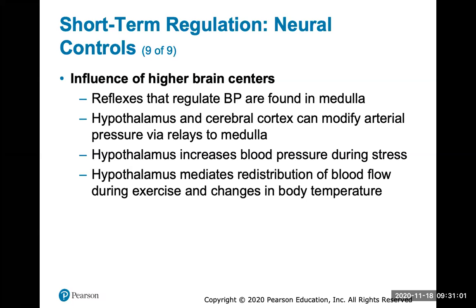Of the higher brain centers, the reflexes that regulate blood pressure are found in the medulla. Your hypothalamus and cerebral cortex can modify arterial blood pressure via relays to the medulla. The hypothalamus increases blood pressure during stress, and it also mediates the distribution of blood flow during exercise and changes in body temperature.